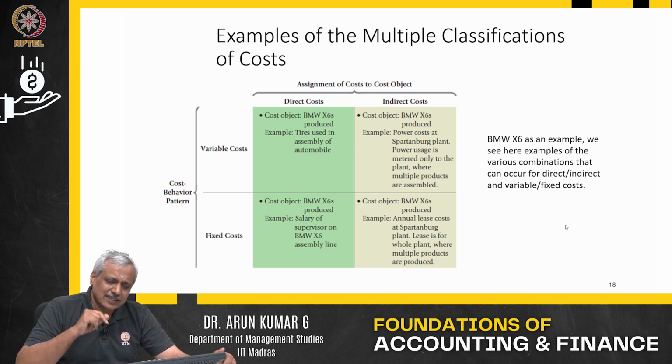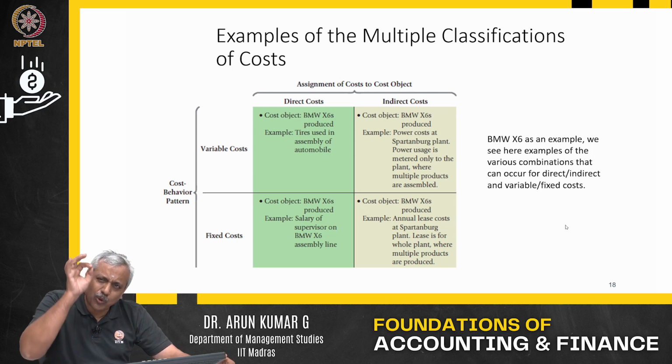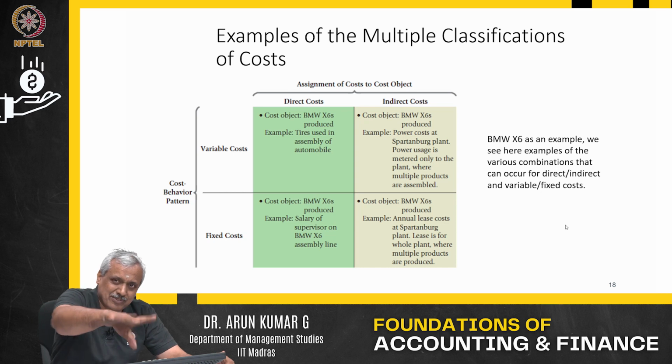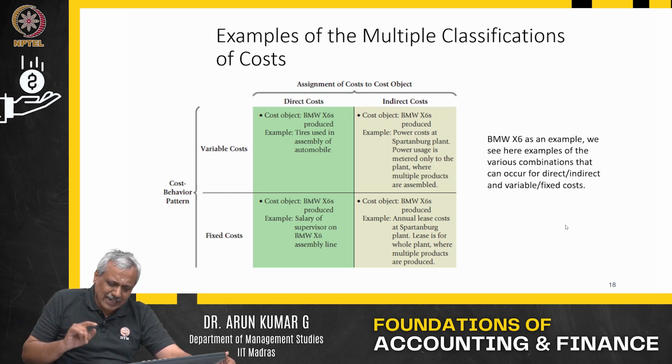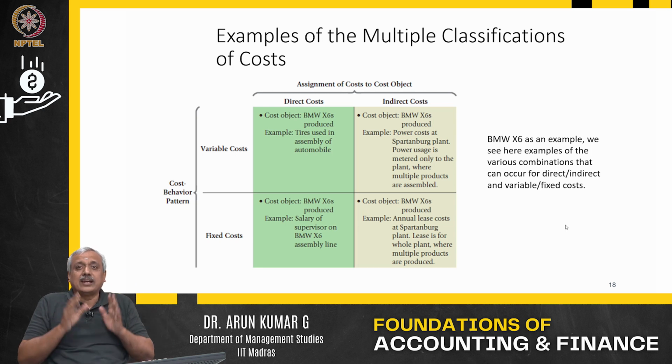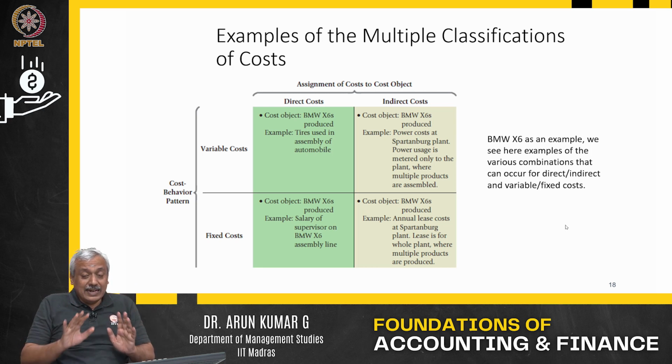Move to the next, direct and fixed. I have a supervisor who is solely recruited for supervising the production of BMW X6, and I pay him a salary. Naturally it is a direct cost because he is supervising only BMW X6, not anything else. And the cost is fixed because I am paying him a fixed salary. His expenditure is directly attributable to the product, but it is a fixed cost. It does not vary.